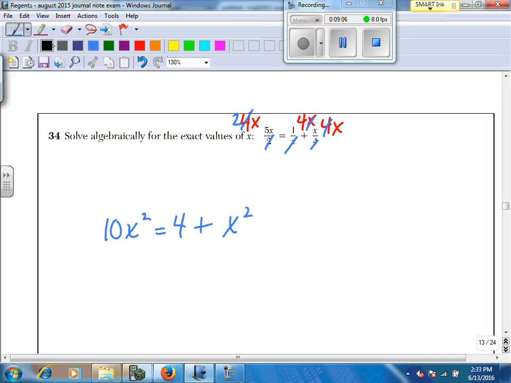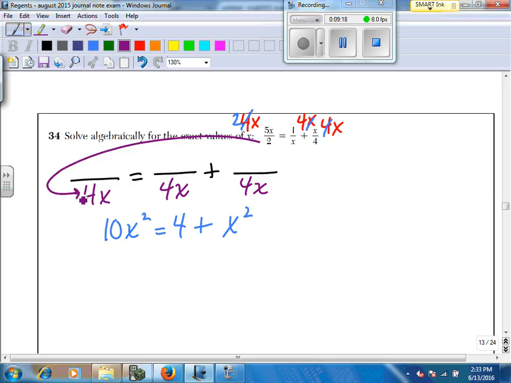Now, if you prefer the way where you get the same common denominator for everything, I'll show you that way quick. Here the denominator was 2. We're going to make everything 4x. So from here to here, we multiplied by 2x. So we'd have to multiply this by 2x. That's where the 10x squared comes from.